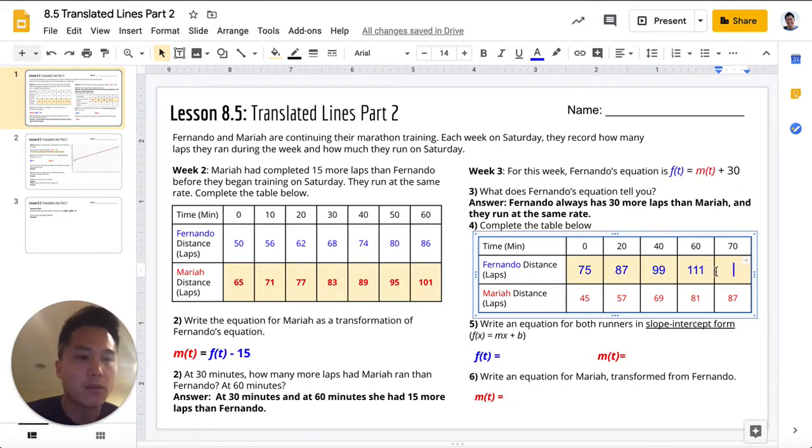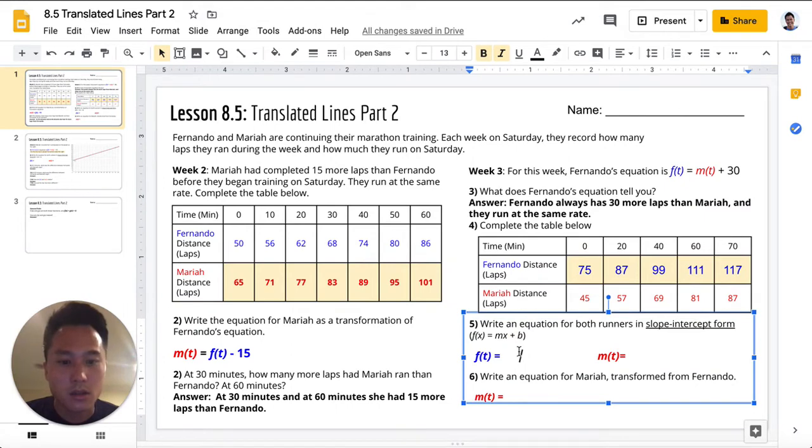And then here I have to be careful though, because it's not a 20-minute interval. It's going from 60 minutes to 70 minutes. So instead of adding 12 more laps, I'm going to add half of that, 6 more laps. So adding 6 to 111, I get to 117. I can also just add 30 onto 87. 30 plus 87 is 117. That works. 30 plus 81 is 111. That works as well. Fernando's is always 30 more than Mariah's.